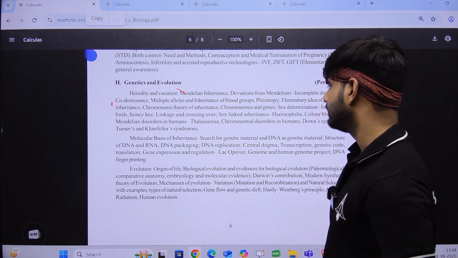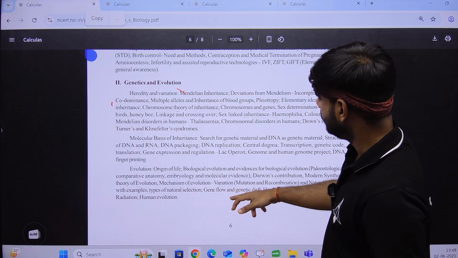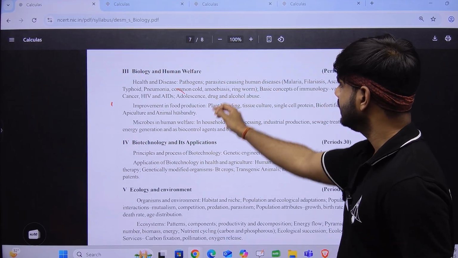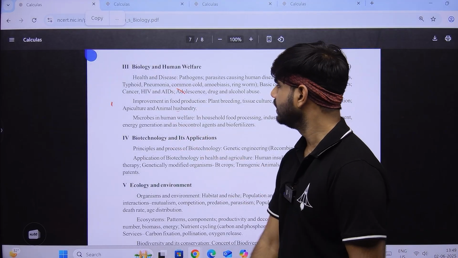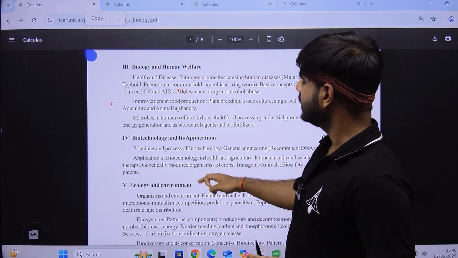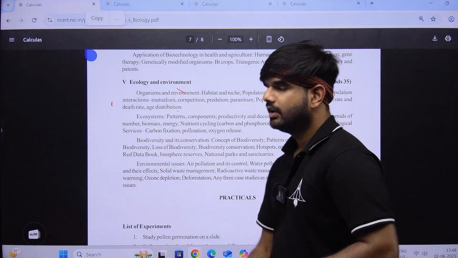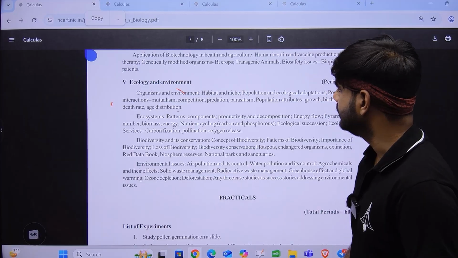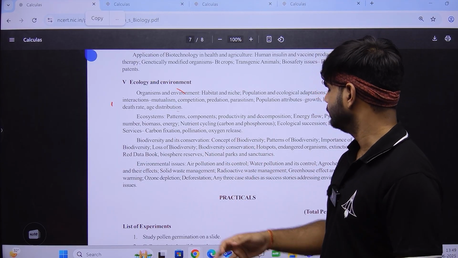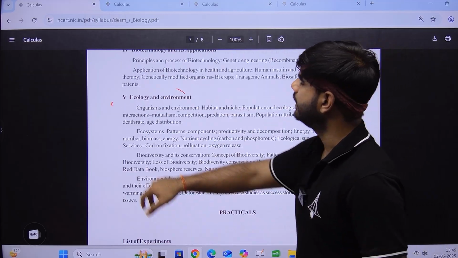Genetics again is moderately important, not very. Evolution is moderately important. And if you can see, microbes and health and disease is also moderately important. Biotech is moderately important. Ecology is very important. You might have seen questions coming from ecosystems and different kinds of cycling and issues, right? So this was about the biology syllabus.